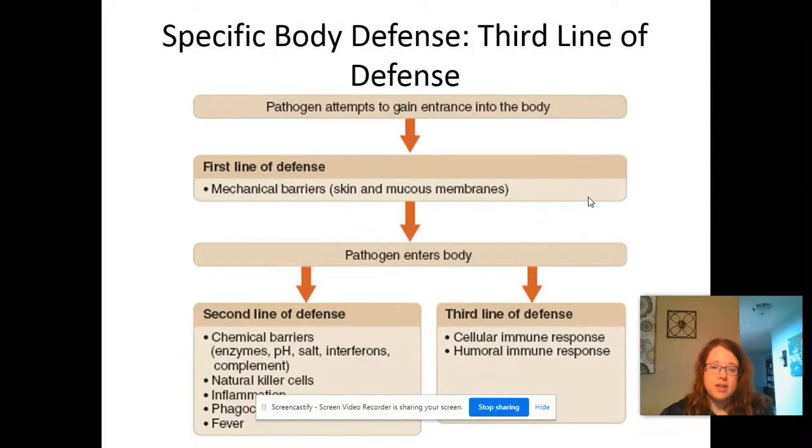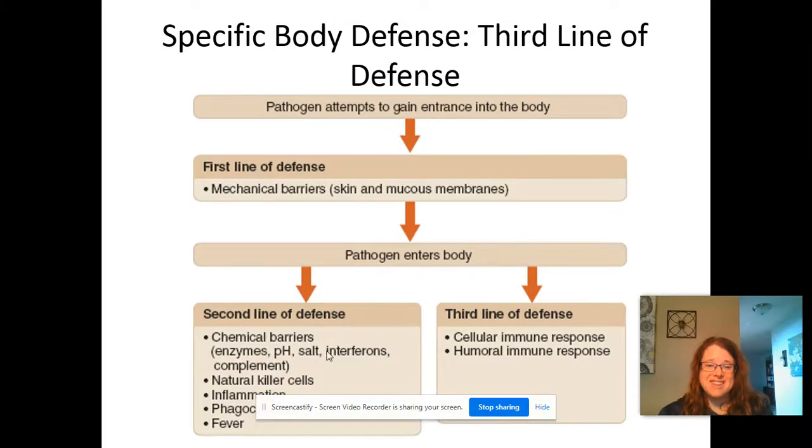Okay, so again, this is the third line of defense. If you look at this diagram here, it goes over how the process works. We have the pathogen. It first attempts to gain entry into the body. To do that, it has to pass by the first line of defense, which are your mechanical barriers, your skin, and those mucous membranes. Remember, those are in any system that has an opening to the outside: your respiratory, your urinary, your reproductive system. Those are all systems that have pathways to the outside, so they have those mucous membranes to trap any foreign invaders.